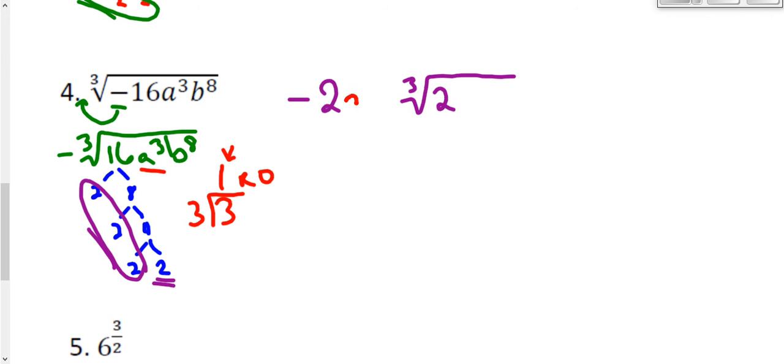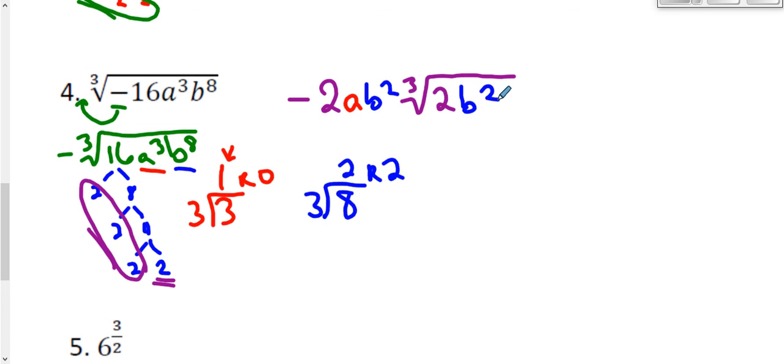So that a will just move right to the front. Then we can work on the b's. For the b's, I have 8 of them, 8 b's inside my radical. I need 3 to be able to bring something out of my radical. 3 goes into 8 2 times. 2 times 3 is 6, so I would have a remainder of 2. So 2 b's can come out, and 2 are going to be left inside. So b squared can come out, and b squared will be left inside.